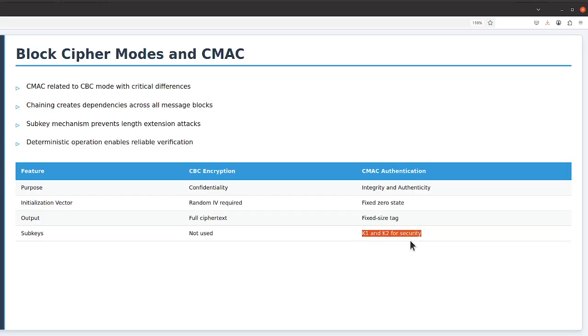Early attempts to create MAC functions from block ciphers had vulnerabilities. The subkey addition in CMAC prevents certain classes of attacks, particularly related to message length manipulation. Another key difference is that CMAC doesn't need an initialization vector like CBC encryption does. It starts with a fixed zero state because we're not hiding the message content, we're verifying its integrity. The security of CMAC comes from the secret key, not from randomness in the IV. This makes CMAC deterministic. The same message with the same key always produces the same tag, which is exactly what we want for verification purposes.